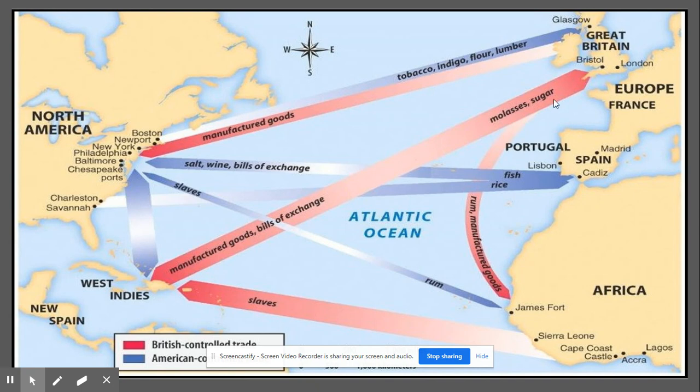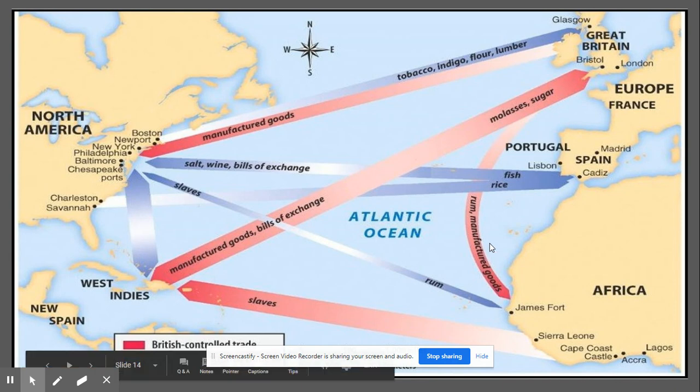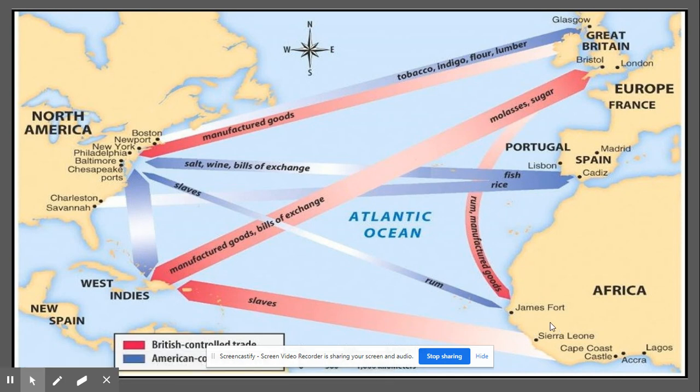Okay, from here, they're going to be taking rum and manufactured goods. Why though? Why would you want to take this stuff? Well, I'll tell you why. They take it here so it can be traded at places like Sierra Leone, Cape Coast Castle, Lagos, Accra, James Fort, so that slaves could be bought by using these manufactured goods. It was a trade system.